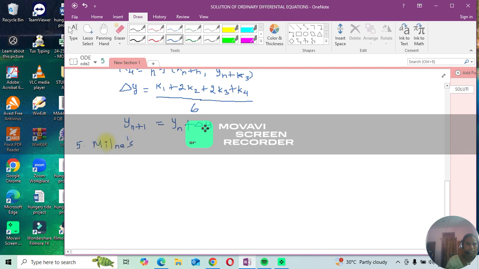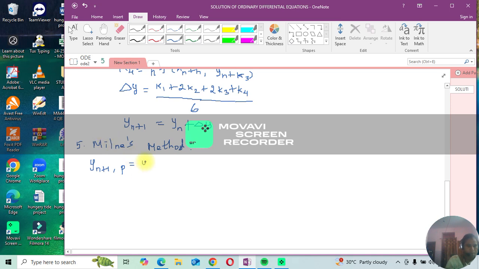So I am writing it as Milne's method. We also call this Milne's predictor corrector method. In this we have 2 formulas. One is associated to the predicted value and the other one is associated to the corrector value. So first one, y(n+1, p). This p represents the formula related to the predicted value.